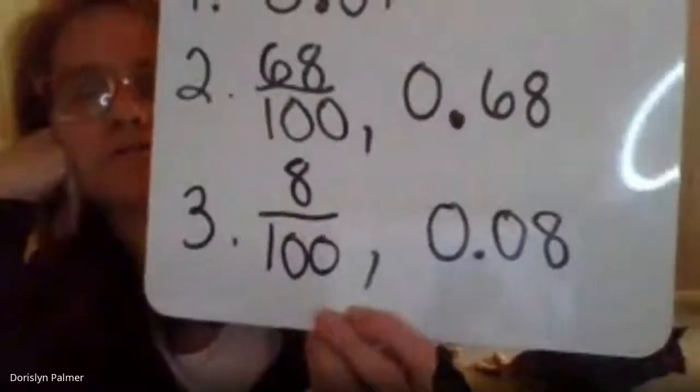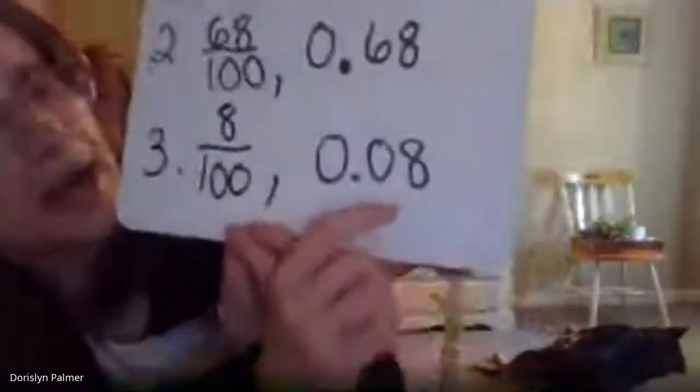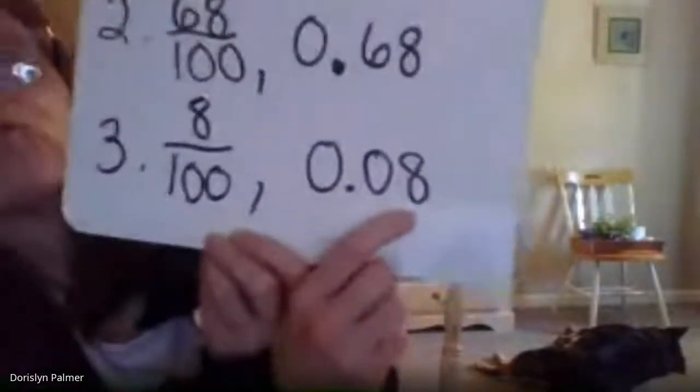It's 0.01. Close. Or 0.08. Yeah, 8 hundredths. So we want to have the 8 in the hundredths spot. If it were here, that would be 8 tenths. So we just move it over 1. 8 hundredths. Okay. Good work. Number 4.